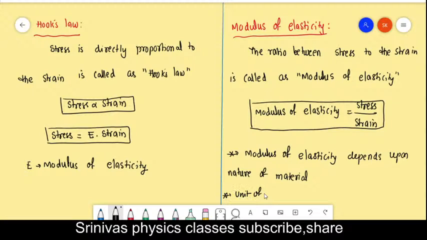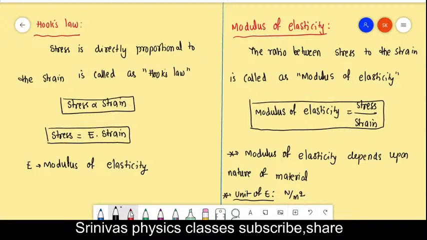And what is the unit of E? Can anyone write it? The unit of stress is force by area. Strain does not have any unit. So the unit of the modulus of elasticity is the same as that of stress. That means Newton per meter square, force by area.